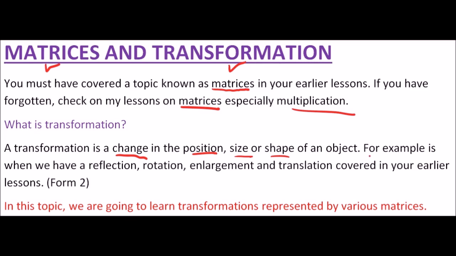For example, when we reflect an object, it changes position. When we rotate, it changes position. When we enlarge, it changes in size. When we translate, it changes in position. So you have covered this in Form 2 in the topic known as transformations. Now, in this first Form 4 topic, we are going to learn transformations represented by various matrices. So you are all welcome.